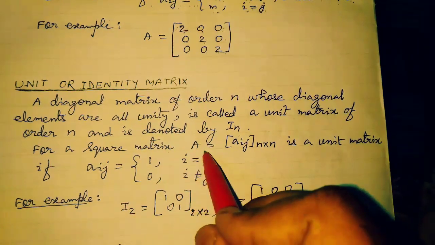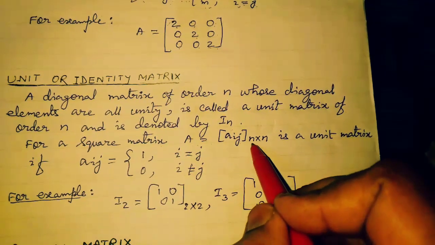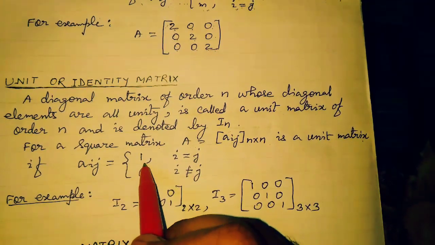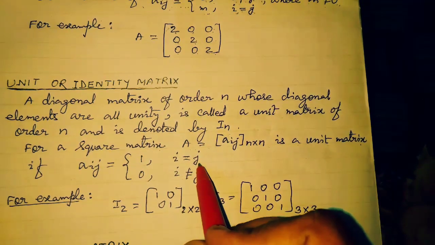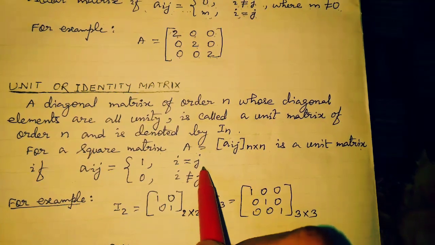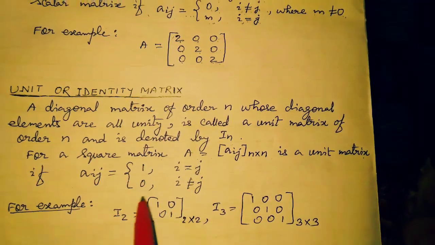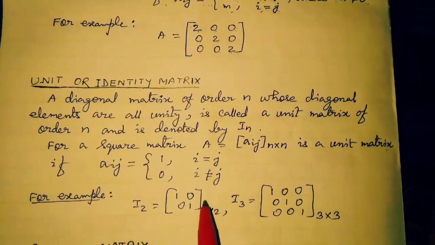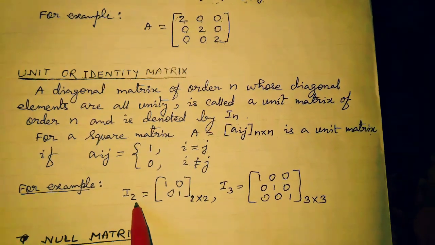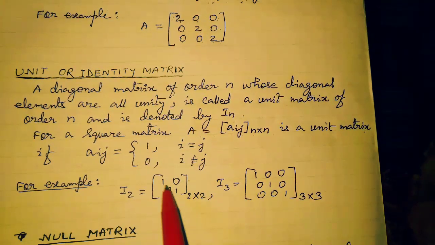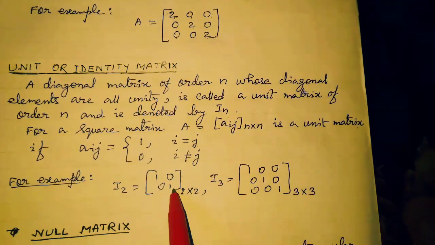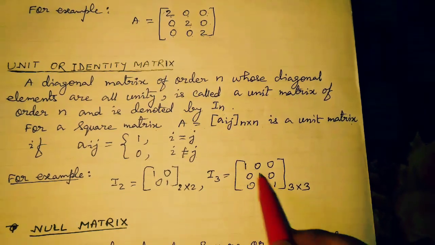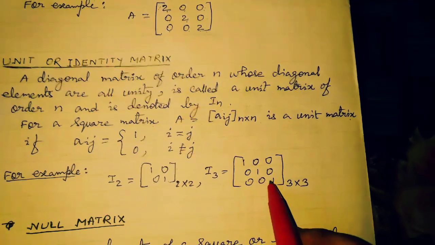For a square matrix A, with Aij whose order is n into n, it is a unit matrix if Aij is 1 when i equals j, and it is 0 when i is not equal to j. Clear? For example, we'll see I2. When the order is 2, we get 1 0 0 1. Here also the leading diagonals are 1 and 1, that is unity. In the same way, I3 is 1 0 0 0 1 0 0 0 1. Here also the leading diagonal is 1, and its order is 3.